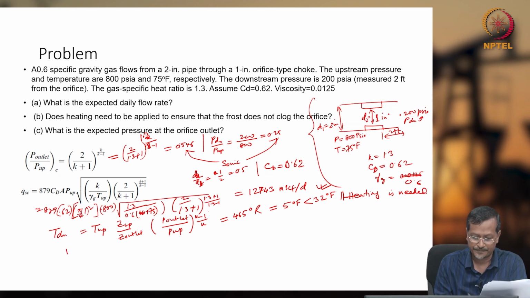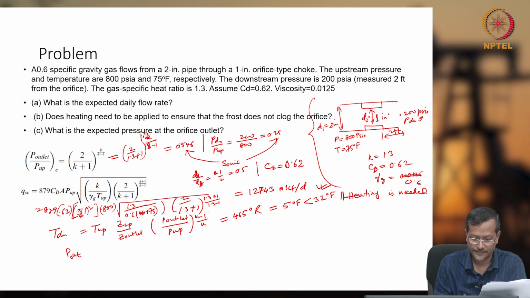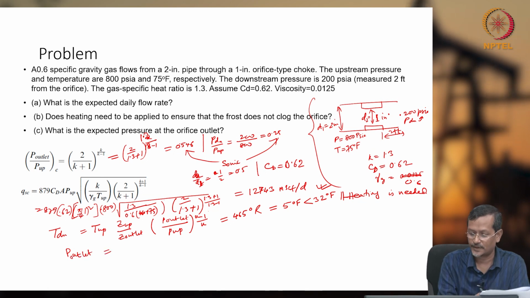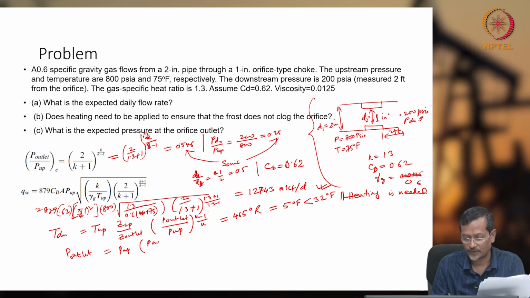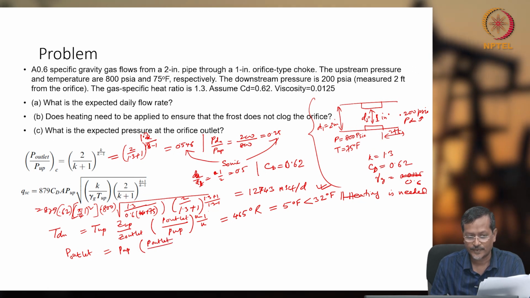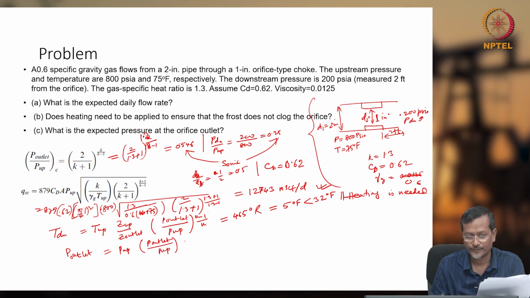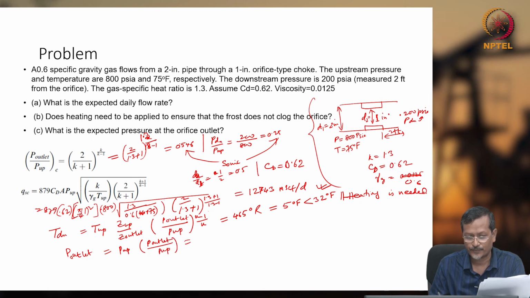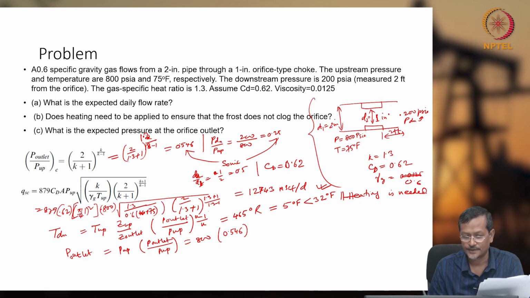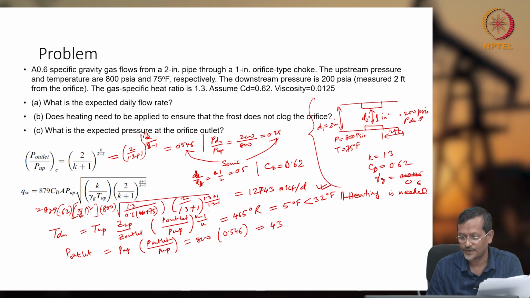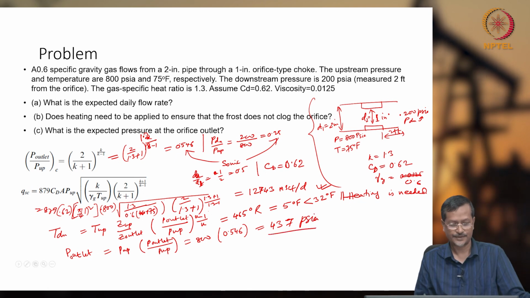Okay, now outlet pressure, P outlet. So what will be the P outlet pressure? P outlet divided by P up equals, if we put values, 800 times 0.546, so it is becoming 437 psia. Okay, this is the another answer.